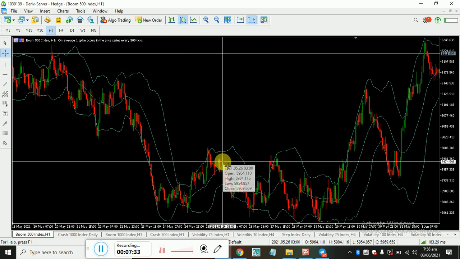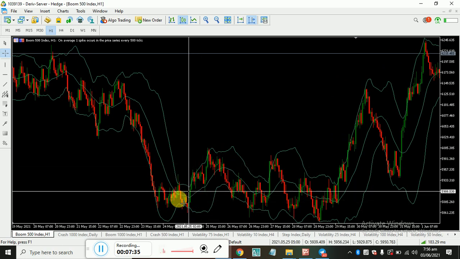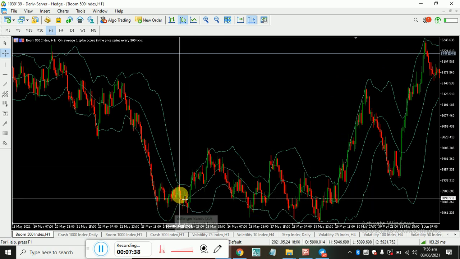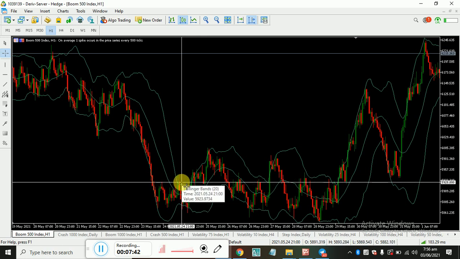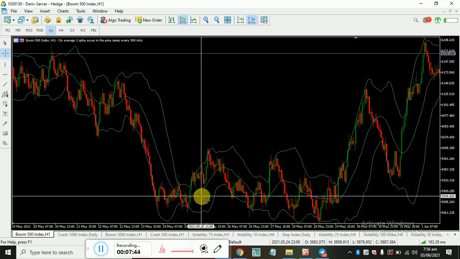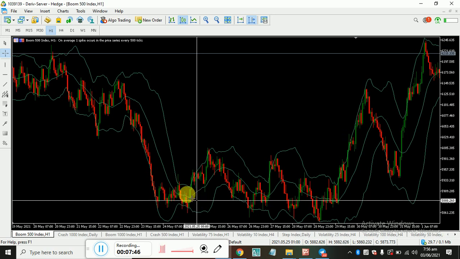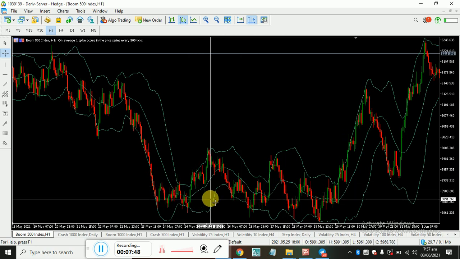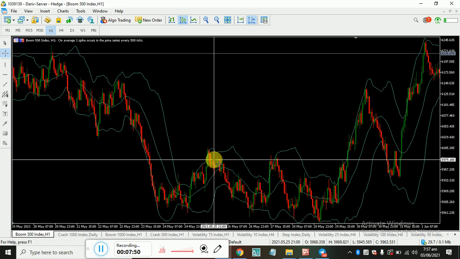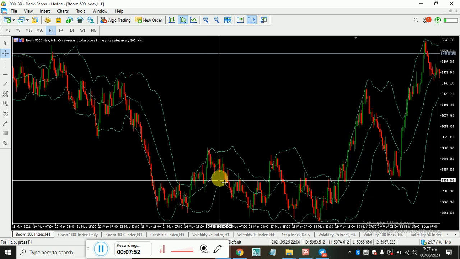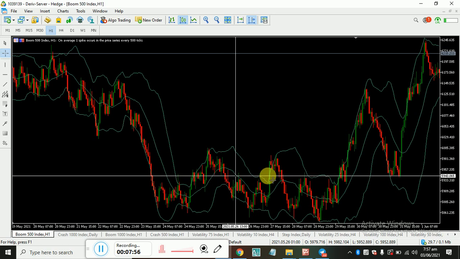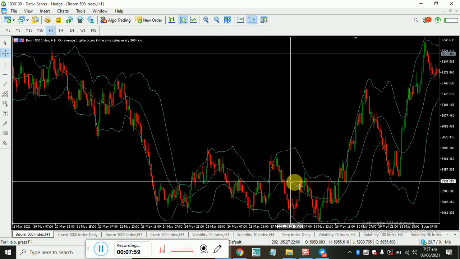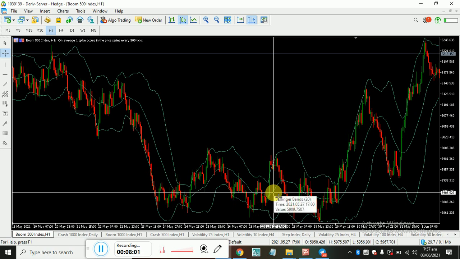Notice that when the price is quiet, the bands are closer. Look here, the bands are very close. When the bands are close together, the price moves up. The upper and lower bands measure volatility, or the degree of variation of prices over time.